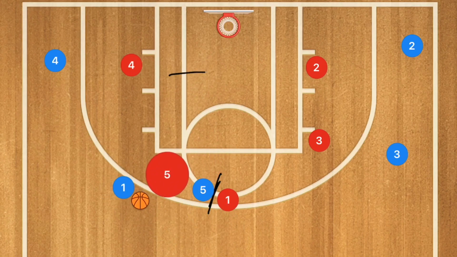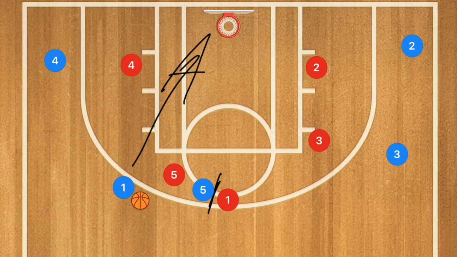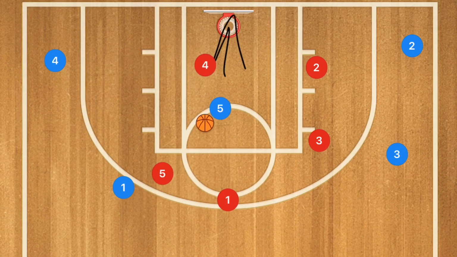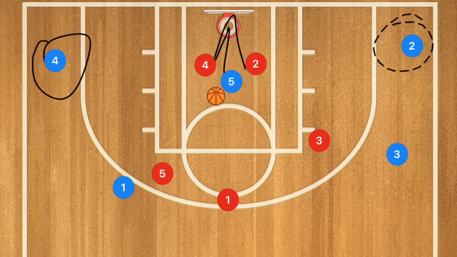We're going to have player 1 use player 5 as a screen, and we could have a hedge. If he doesn't have a hedge, he can take the shot. If he does have a hedge, player 5 can be rolling towards the basket for a layup or a dunk. This could also collapse the help defense, which could open up possibilities at the mid-range or three-point line area for players 2 and 4.